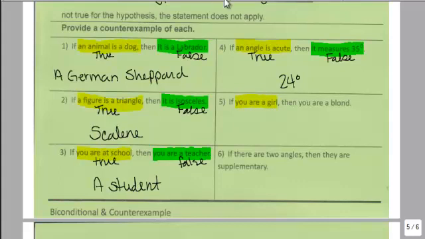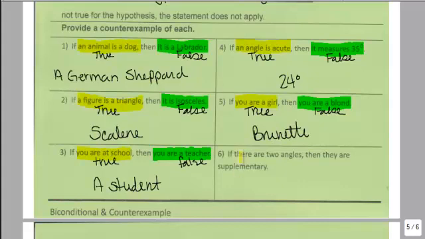If you are a girl, then you are blonde. So we have to come up with an example that is still a girl that is not blonde. So in this case, any other color of hair that girls have. Black, brown, red. I'm going to say brunette.